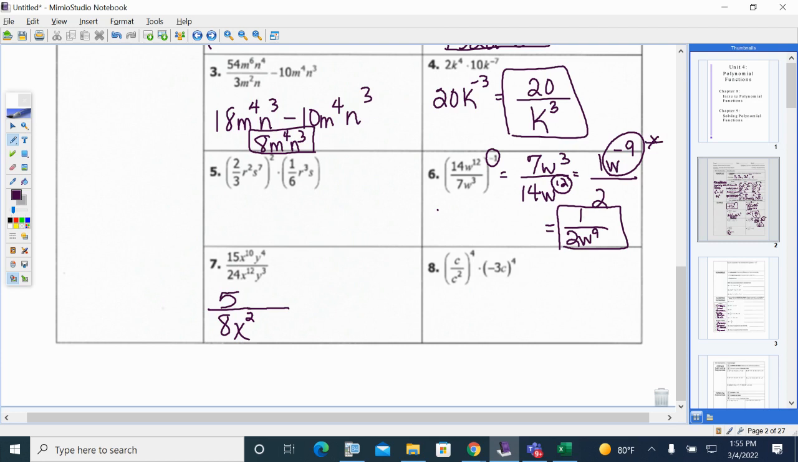With your y's, you have a y to the 4th in the top and a y to the 3rd in the denominator. 4 is bigger than 3. So my y is going to end up in the numerator, and 4 minus 3 is 1, which I don't need. So my answer is 5y over 8x squared.